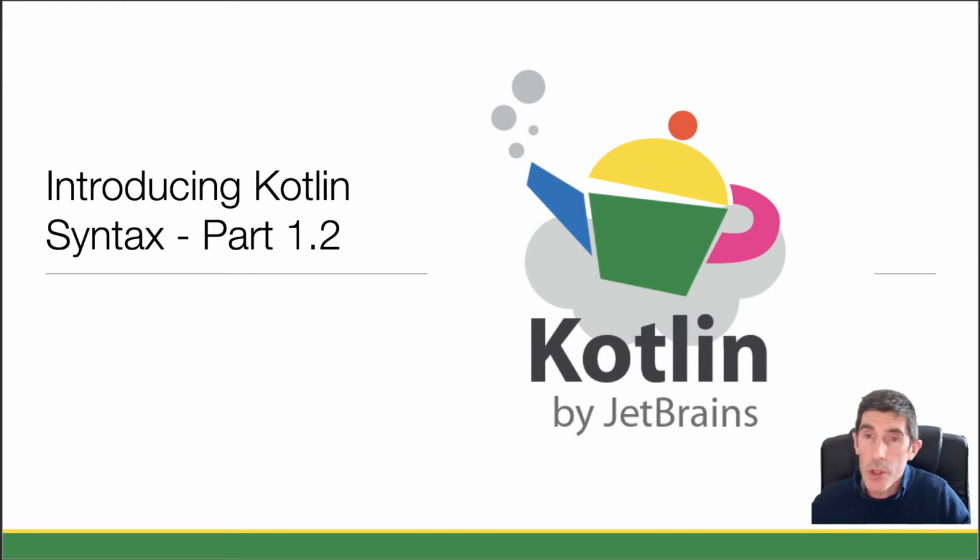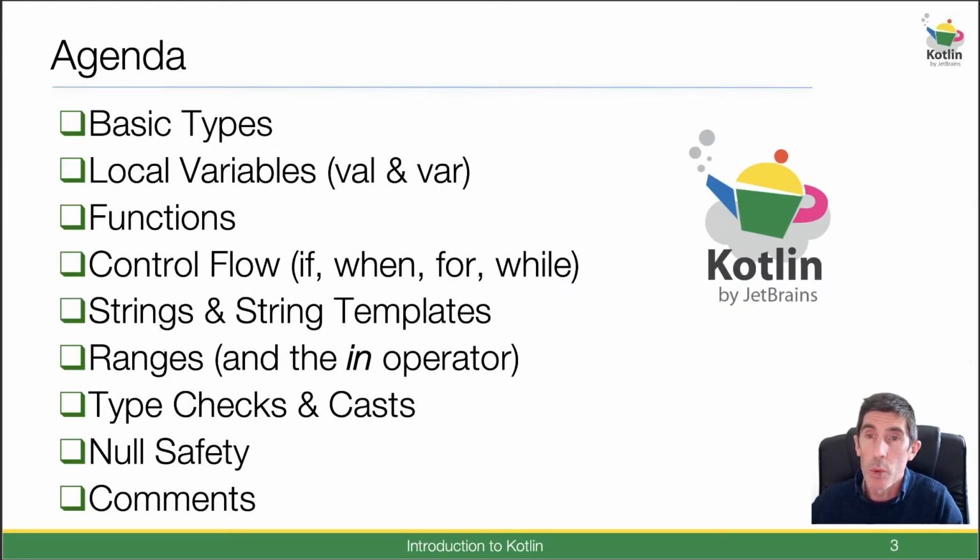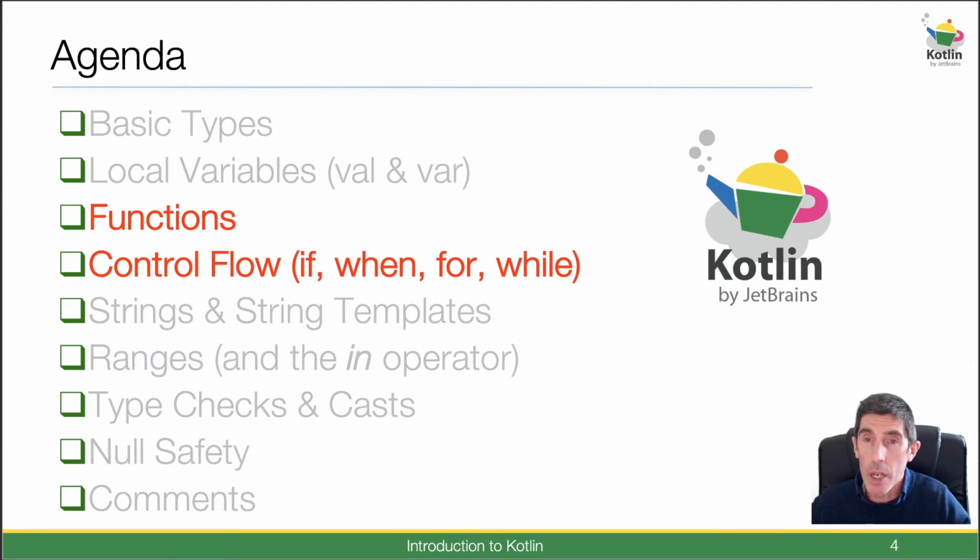Okay, so welcome to part 2 of our introduction to the Kotlin syntax, part 1.2, and in this section we will be looking at the following: functions and control flow. So again, stuff like if, when, for, while, a lot of stuff that you'll be familiar with already. The syntax will look very familiar, but then we'll obviously look at the Kotlin way to implement it, and it could be a lot neater, a lot more concise. Again, one of the big advantages of using Kotlin over Java.